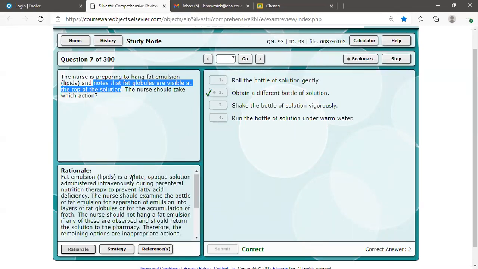Fat emulsion is a white opaque solution administered intravenously during parenteral nutrition therapy to prevent fatty acid deficiency. The nurse should examine the bottle of fat emulsion for separation of the emulsion into layers of fat globules, right? Or for accumulation of foam. The nurse should not hang a fat emulsion if any of these are observed and should return the solution to the pharmacy. So the defective one we will not choose.